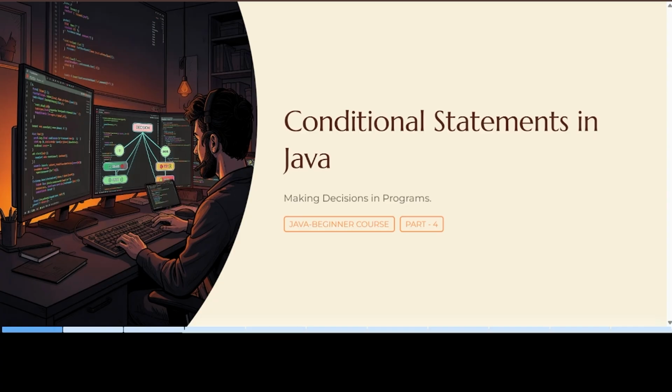In the previous video, we learned about data operators as well as user input, right? Now we are going to learn about conditional statements in Java. What does conditional statement mean? It helps the program to make decisions, just like humans make decisions every day. Likewise, programs also need to decide what action to take based on different kinds of situations. Without any delay, we are going to start this session right now.